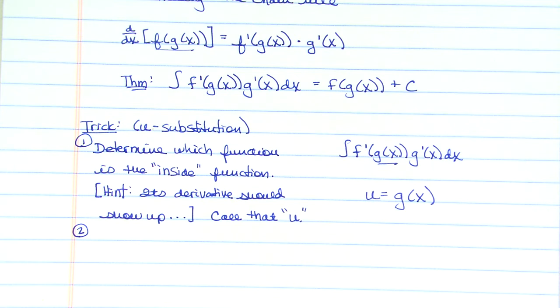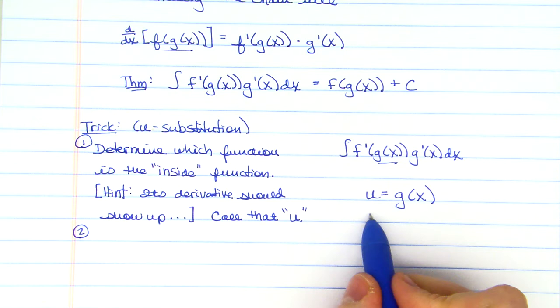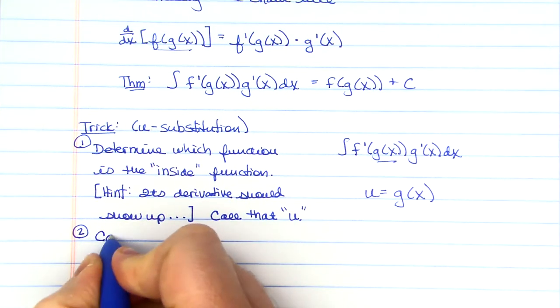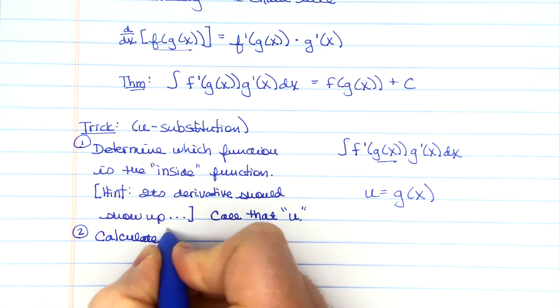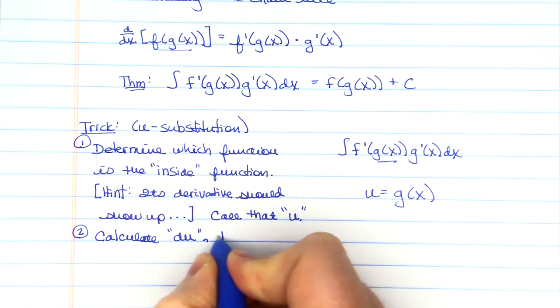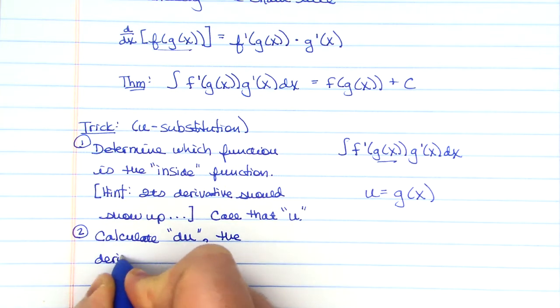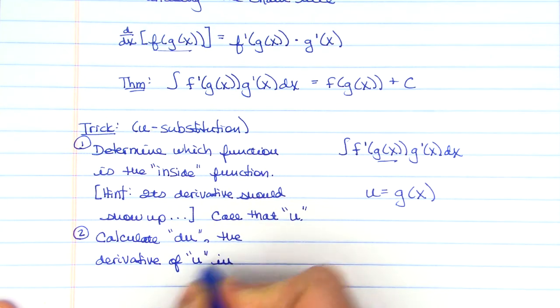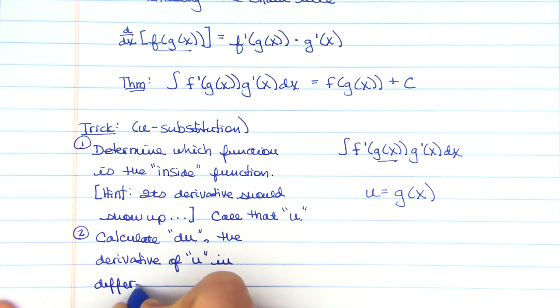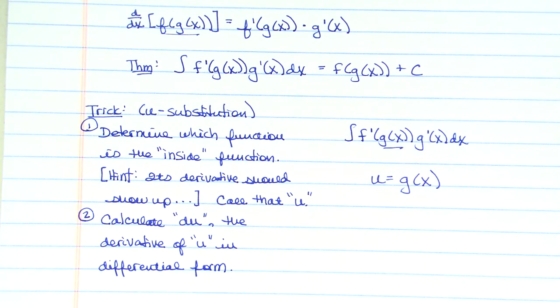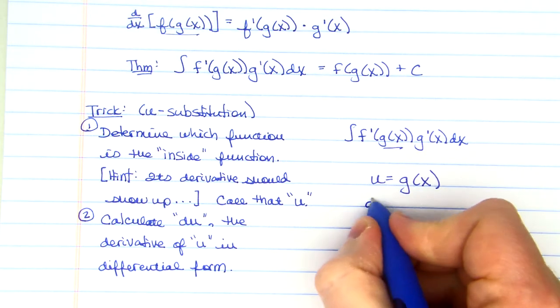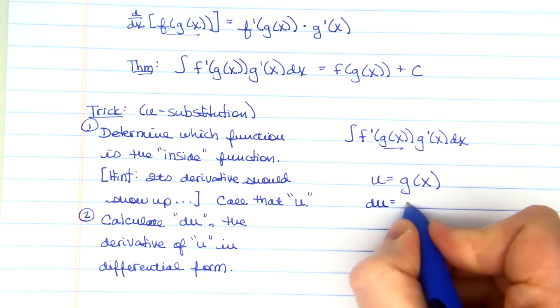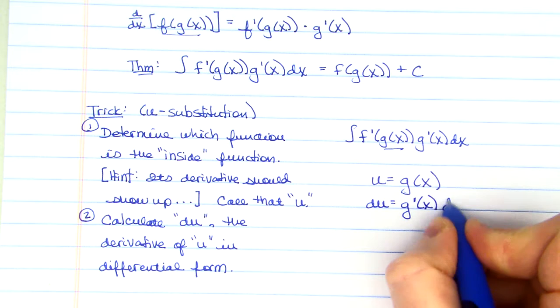The second thing I'm going to do is calculate du, the derivative of u, in differential form. Step number 2, calculate du, the derivative of u in differential form. Okay, so du equals, what's the derivative of g of x? Well, g prime of x dx.